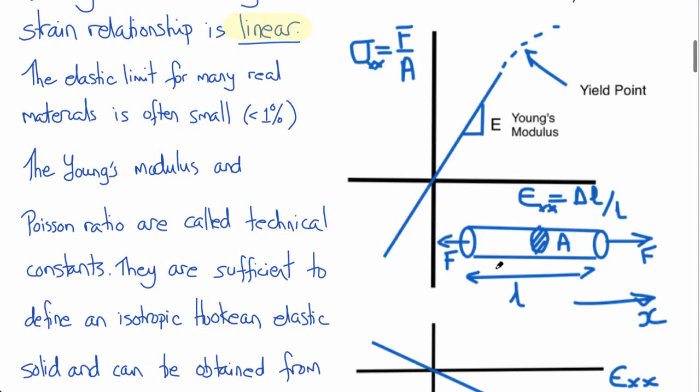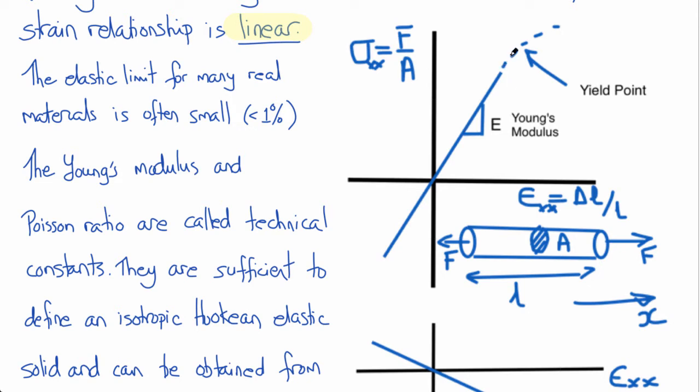Imagine we have a specimen subjected to uniaxial tension or compression with a cross-sectional area A, so that the uniaxial tensile or compressive stress, sigma xx, is F over A. And the length is L, and so the strain is delta L divided by L. If we plot the stress versus strain in a linearly elastic solid, we get a straight line for tension and compression within a certain range, and the slope of that straight line is called the Young's modulus, and it's a measure of the elastic stiffness of the material.